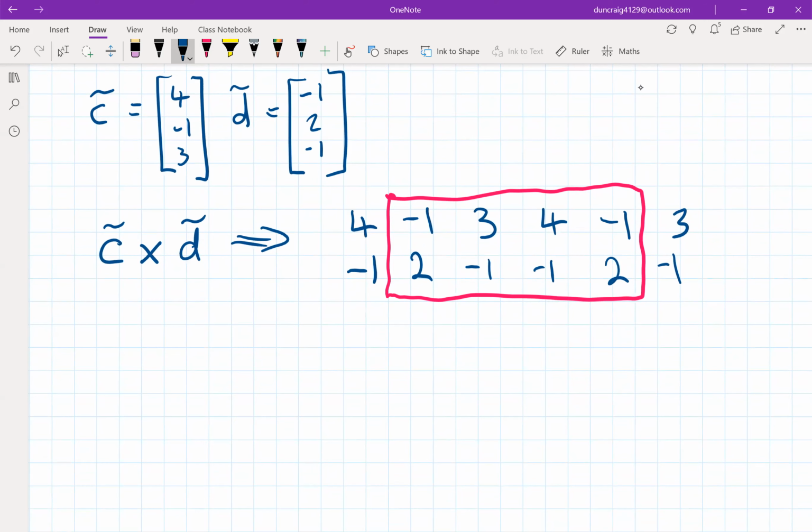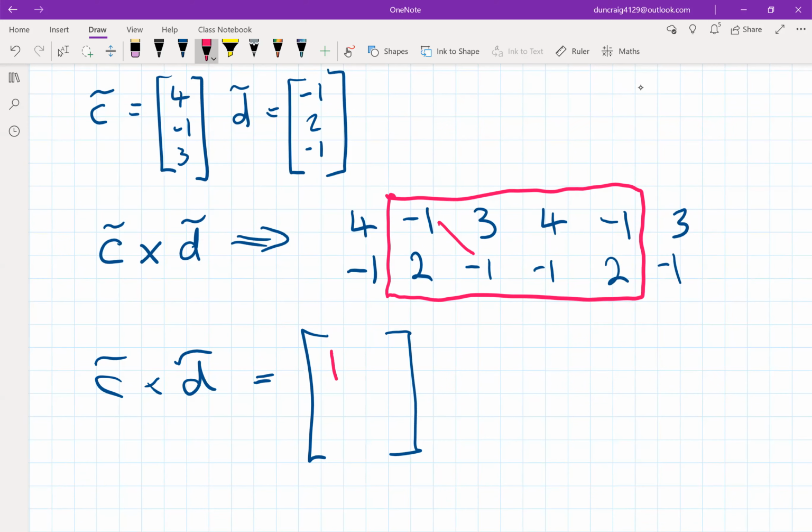I'm just going to set up here. So I'm going to set up C cross D is equal to, and it's going to give me a 3-dimensional vector. The first thing I'm going to do is multiply these two together here. So -1 times -1 is going to give me 1. And then you take away the other multiplication. So 2 times 3 is 6. I'm going to do 1, take 6, like that there.